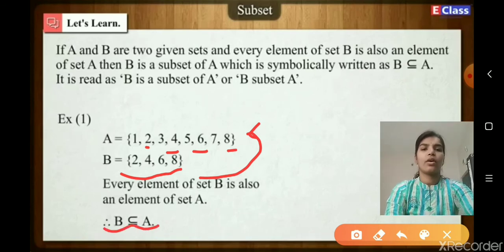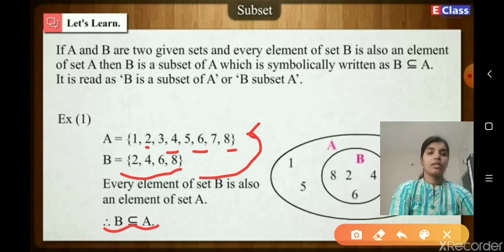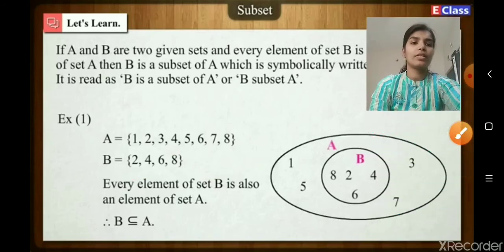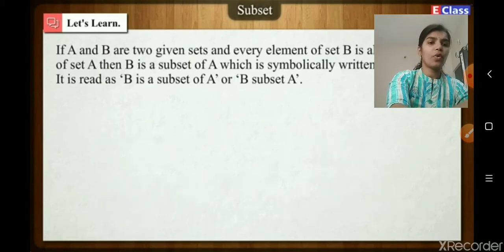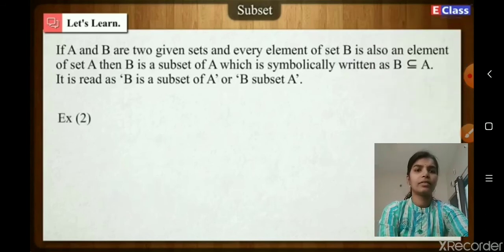Now we want to represent this by a Venn diagram. You will see that we represent the set A on the outer side and set B on the inner side. So every element of A is written in the whole. Then we will see the second example.